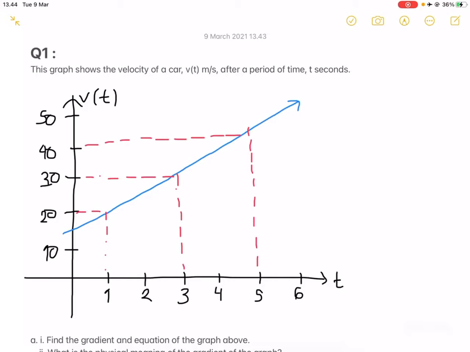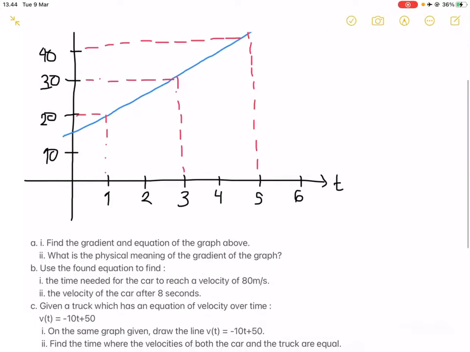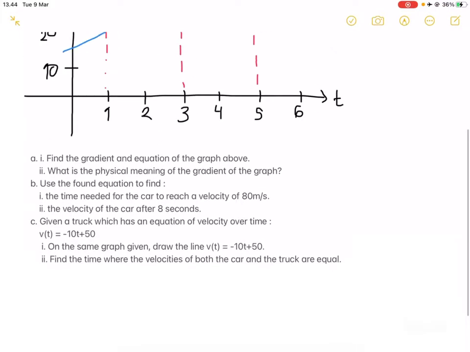Today we're going to look at even more examples of linear function problems. So here's the first one. This graph shows the velocity of a car, v of t meters per second. Keep in mind the velocity is in meters per second, and here t is in seconds. So there's a graph right there. First we need to find the gradient and equation of the graph here.